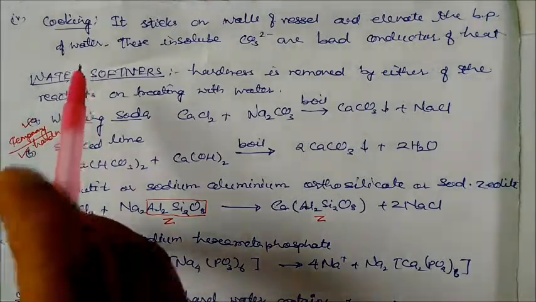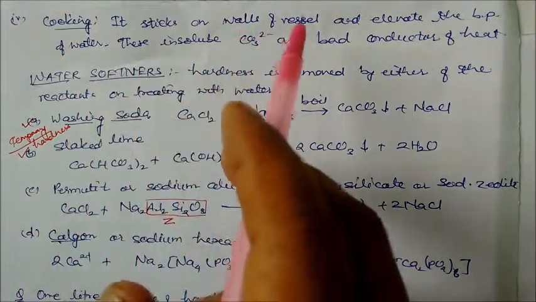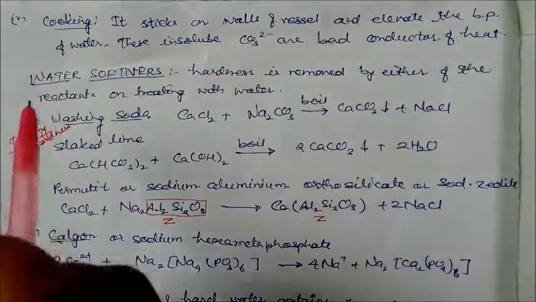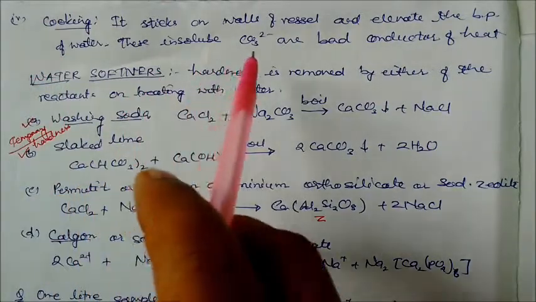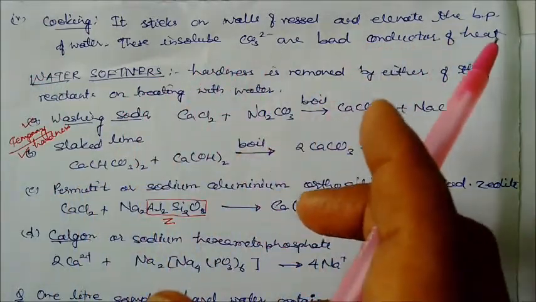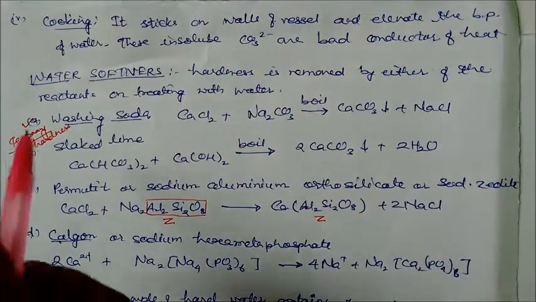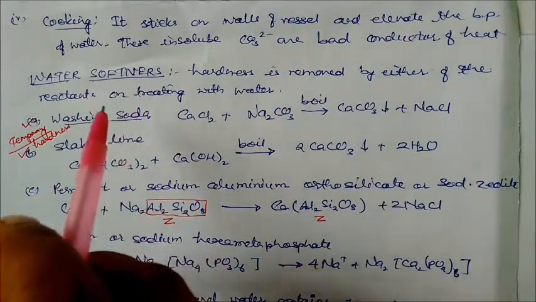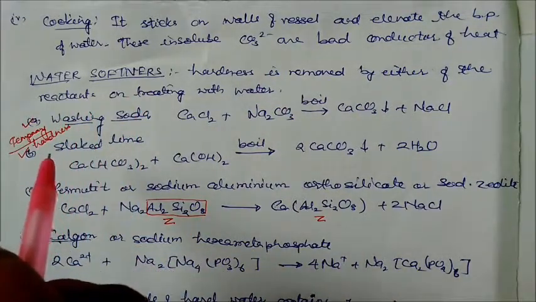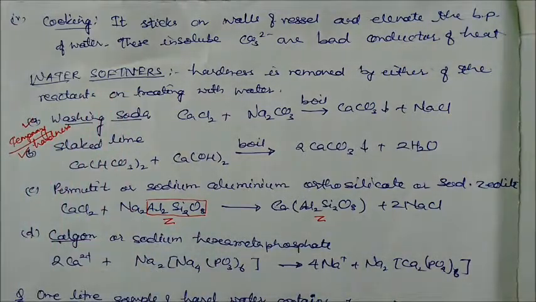Cooking: during cooking, it sticks on the walls of vessels and elevates the boiling point of water. These insoluble carbonates are bad conductors of heat, so they will not allow the heat to pass through the walls of the vessels, and it will take too much time to boil the substance. So these are some demerits. We don't want hard water at all, so we want soft water.